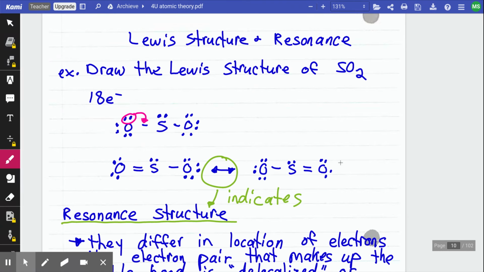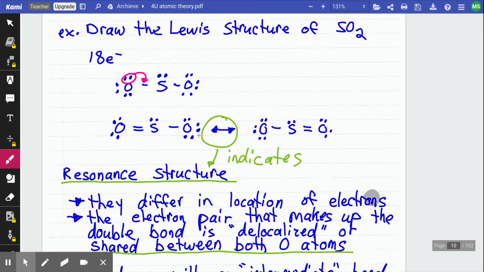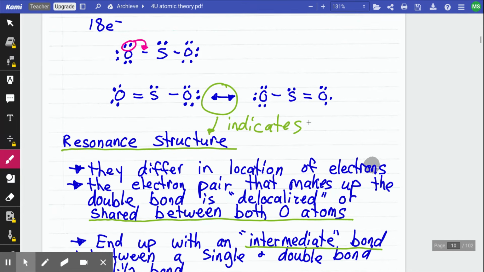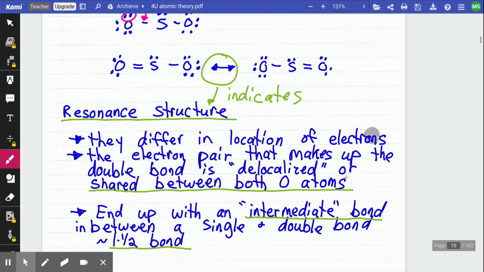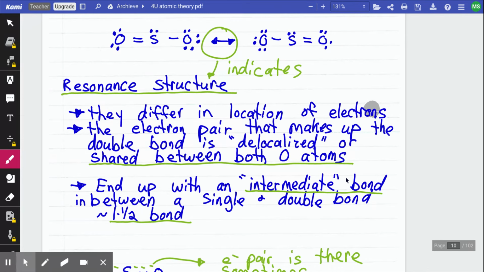And so this double arrow between the 2 different structures for the sulfur is indicating that this is a resonance structure. They differ in location of the electrons, but the electron pair that makes up this double bond is delocalized, or it actually gets shared between both oxygen atoms. And what we end up with is something called an intermediate bond. It's in between a single and a double bond. So it's kind of like a 1.5 bond.